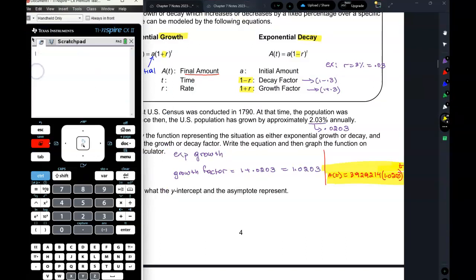Okay. So let's go to a graph. That's the initial amount. So 3,920,000. Oh, sorry, I need a graph. Okay, 3,929,214 times 1.0203 to the power of x.